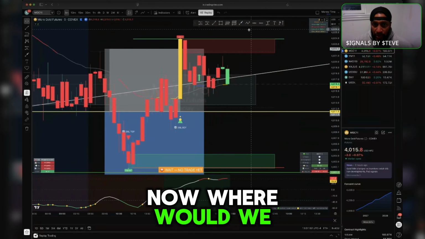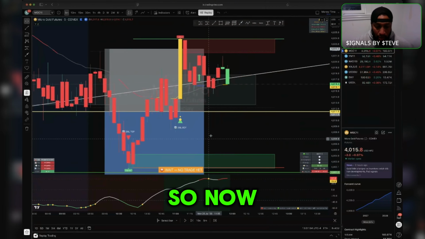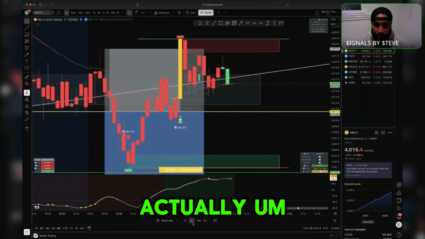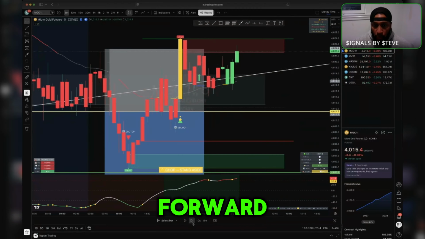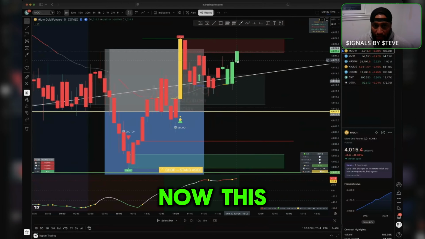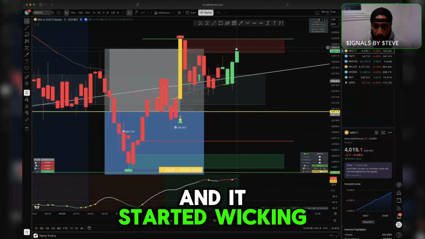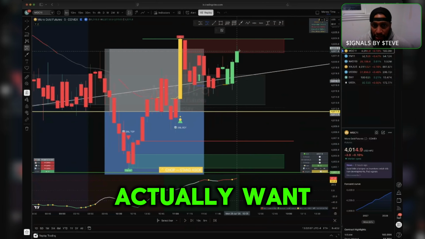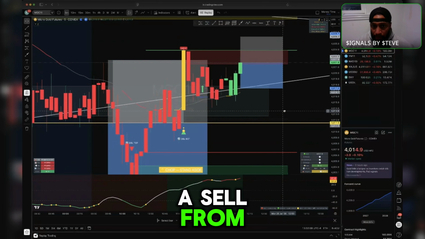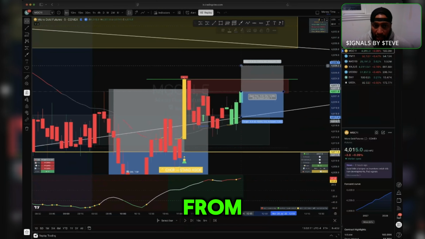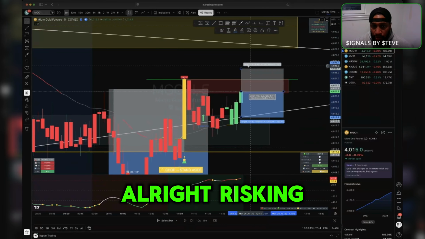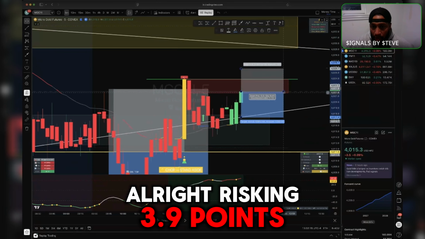So then now we're going to look for a sell off this level. Now, where would we be targeting? When we actually play this forward, we can see right here, this is a nice fresh retest. We hit this level and it started wicking. So right here, this is where I actually want to take a sell from, and we can put the stops up high, risking 3.9 points on this trade.